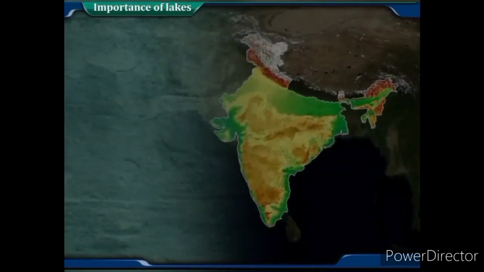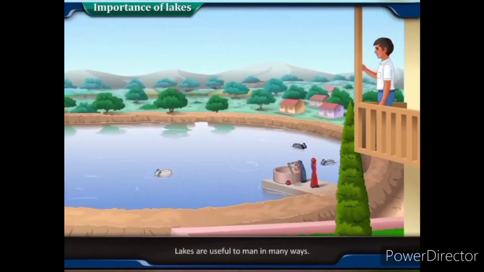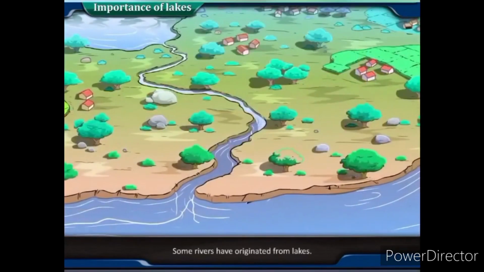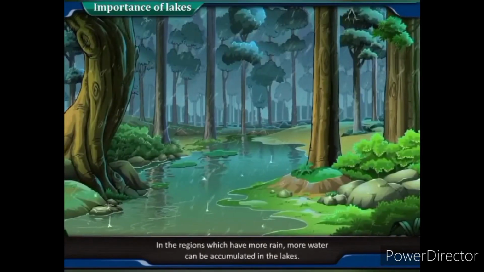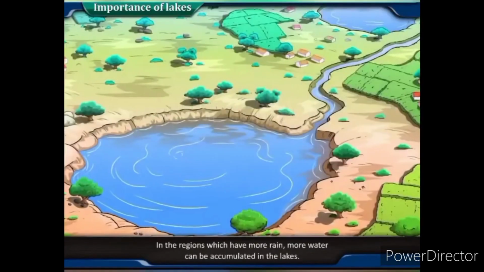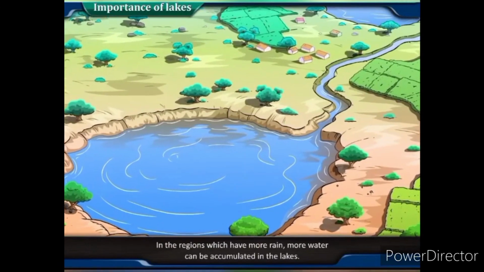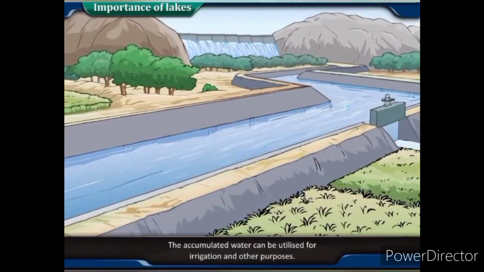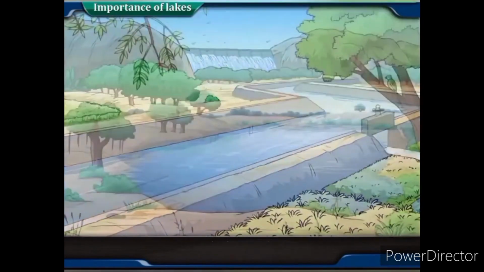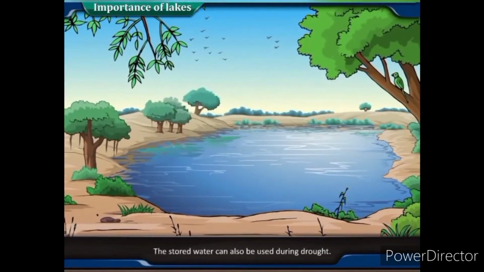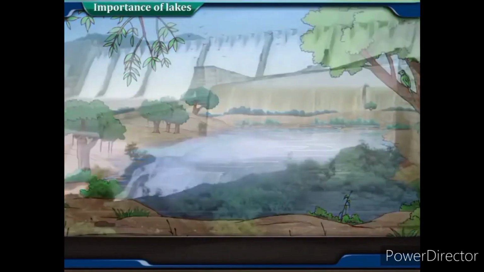Importance of lakes. Lakes are useful to man in many ways. Some rivers have originated from lakes. In the regions which have more rain, more water can be accumulated in the lakes. The accumulated water can be utilized for irrigation and other purposes. The stored water can also be used during drought.